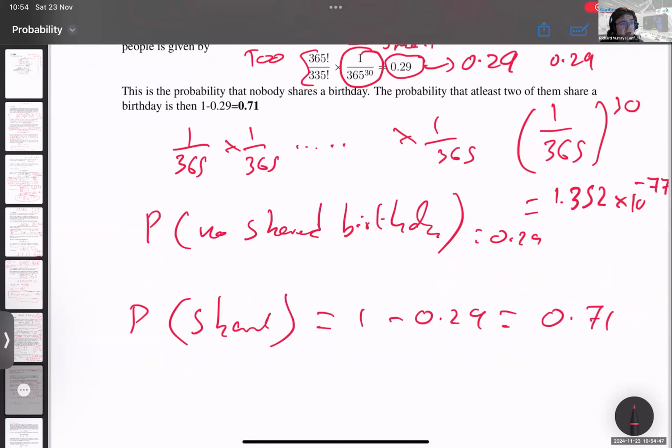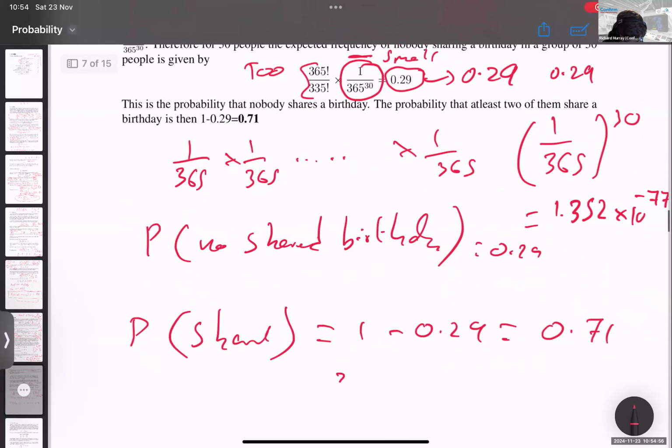So this is why in your classes at school it's very likely that at least one person shares a birthday. If we increase this number of people beyond 30, we see very quickly that this approaches 1. So it approaches certainty, that the probability of someone having a birthday that's the same as someone else becomes almost certain. Now, it doesn't mean that you will have the same birthday as somebody. It just means that somebody in the group will have the same birthday.